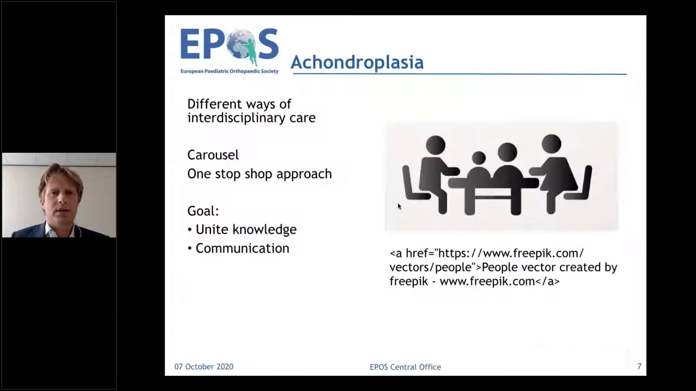So if we decide to have an interdisciplinary care, there are different ways of organizing that. In our clinic, we've got a one-stop shop approach in which the patient comes to the clinic and they are seen by four or five doctors all at the same time in the same room. This has a major advantage of sharing knowledge and clear communication amongst the healthcare givers as well as to the patient. So they're all in the same room, so the explanation is clear for everybody who is there.